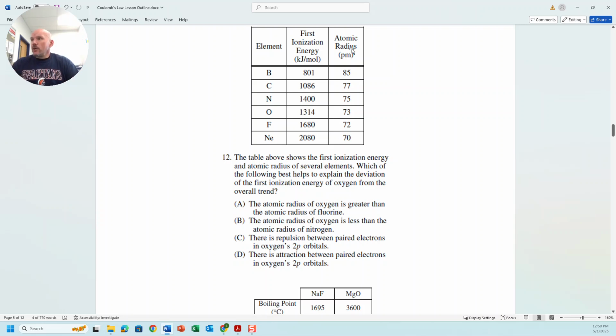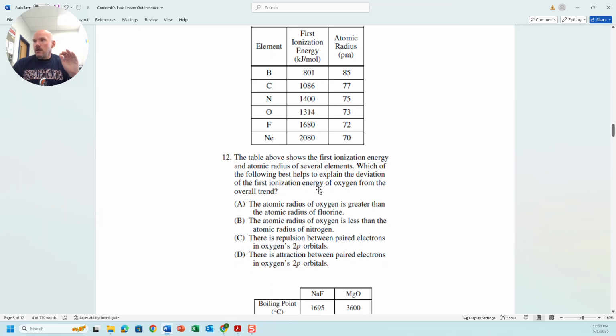But here, notice they have the atomic radius trend for boron to neon, and it just gets smaller, and that makes sense. But notice nitrogen to oxygen, first ionization energy actually goes down. It's actually a little bit easier to remove oxygen's first electron than nitrogen's first electron. And by first electron, I mean the furthest one away from the nucleus, the one that would be easiest to remove, right? And it's because of the extra electron-electron repulsions in oxygen.